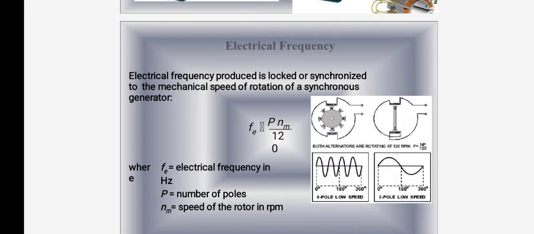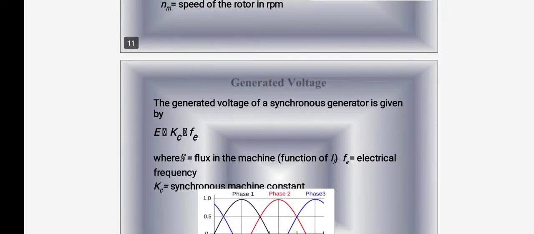The electrical frequency produced is locked or synchronized to the mechanical speed of rotation of the synchronous generator. Fe equals P Nm divided by 120, where Fe is the electrical frequency in hertz, P is the number of poles in the machine, and Nm is the speed of the rotor in revolutions per minute.